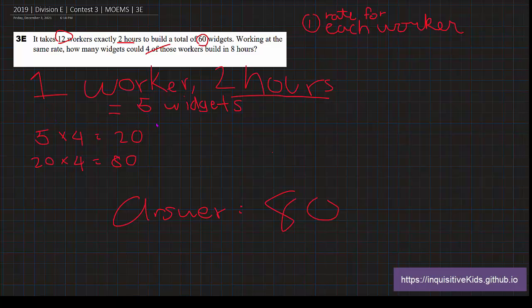Notice how I first made it into a smaller ratio that I could work with easily, and then all I had to do was use multiplication, and then I got the answer, 80 widgets. So that's what I highly recommend you to do when solving more of these problems, whether it's building widgets, completing projects, setting down railroad tracks, or even painting a wall.